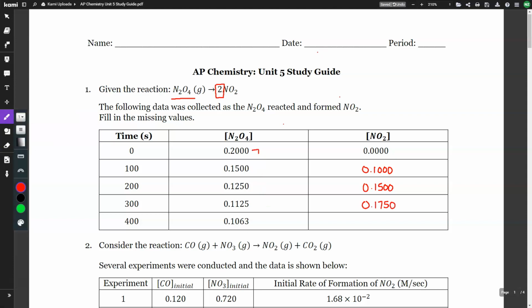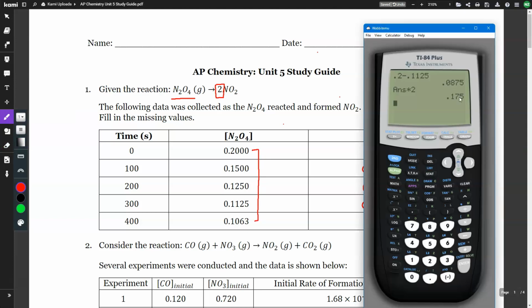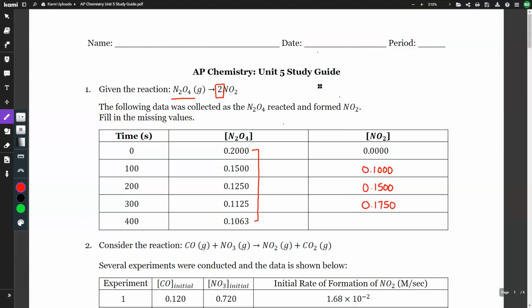And then finally, our last time interval, and then multiply that by 2, 0.1874.